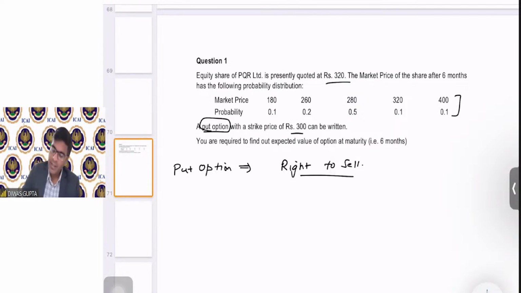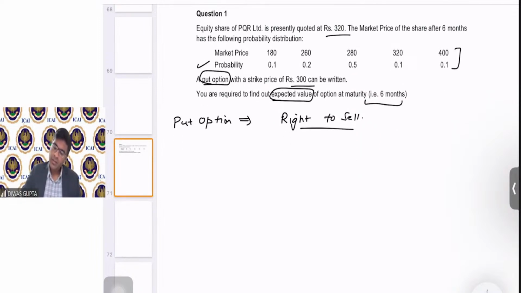And the strike price of 300 can be written. You are required to find out the expected value of option at maturity, that is at 6 months. So students, wherever the probability is used and wherever they say the expected value, the operations are simple, right? First, we have to calculate the individual values, multiply it with their probabilities, arrive at the overall amount.